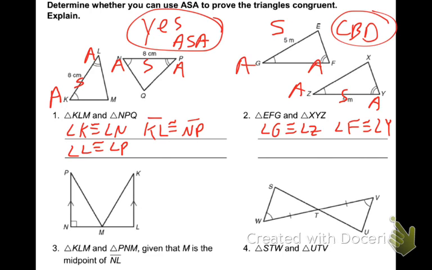Wait, so which ones are we all going to compare with that? ASA? We're going to do all of them today. A little bit of all. Again, they have to be the same congruence shortcut.